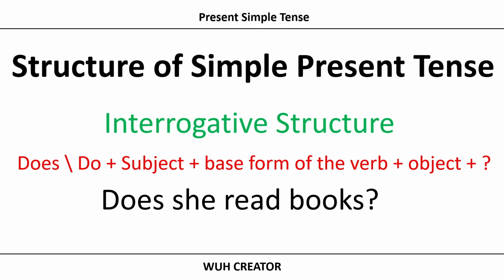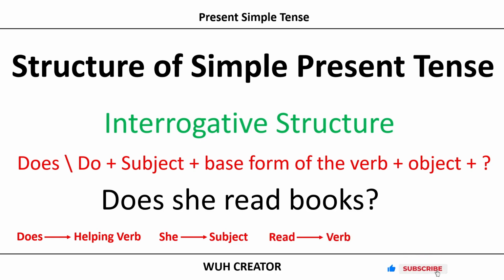Does she read books? In this example, does is the helping verb, and she is the subject. Since she is a singular subject, we use does at the beginning of the sentence to form an interrogative sentence. Notice that after does, the main verb remains in its base form. Therefore, we use read, not reads. The object in this sentence is books. Also, remember that every interrogative sentence must end with a question mark. The question mark clearly indicates that the sentence is asking a question.